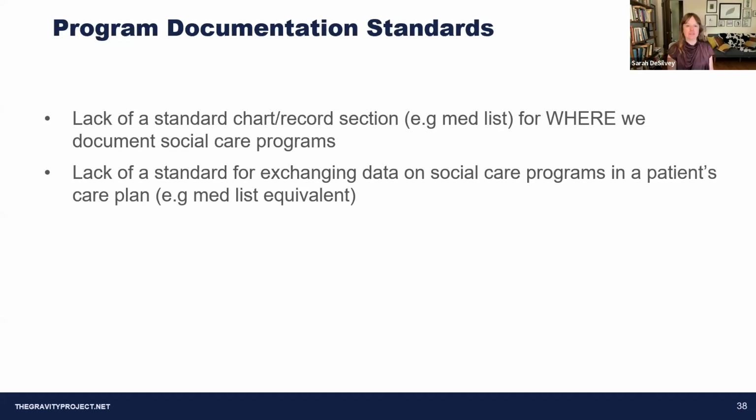And a lack of a common standard, and by standard I mean across multiple versions and entities, a lack of a standard chart record section for where we document social care programs. And a lack of standard for exchanging data on social care programs and patients and care plans. And just note, Mike, Elena, this was again a key thing out of the Social Care Voice Co-Design project: coordination. How do we get to a path of coordination where social care and healthcare entities are coordinating and sharing care across people in ways that are intelligible?